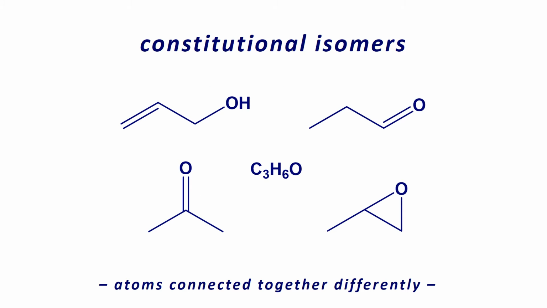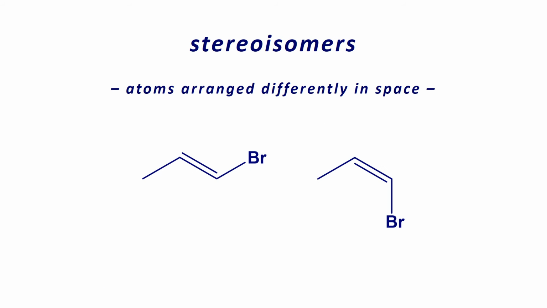Or these four molecules, all of which have the molecular formula C3H6O, but quite different bonding and connectivity of atoms in each case. There are different functional groups present in each of these structures, and the molecules are clearly very different. In stereoisomers, on the other hand, the atoms are connected in the same sequence, like the alkenes we saw earlier, CH3 to CH to CH to Br, but they still have different shapes, or different arrangements of atoms in space, to use the technical jargon.